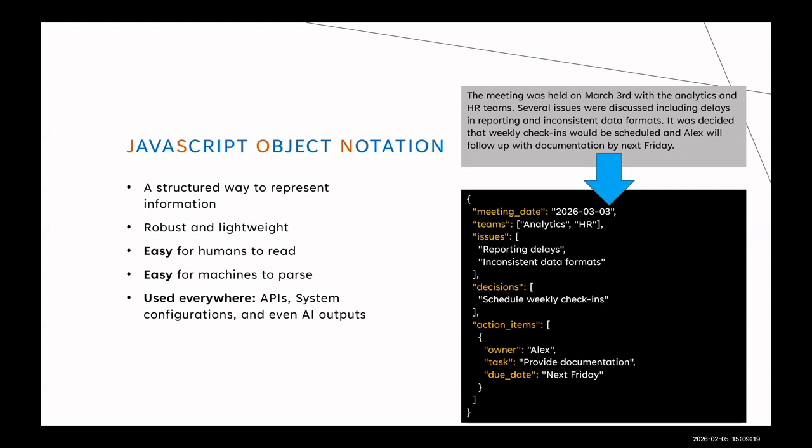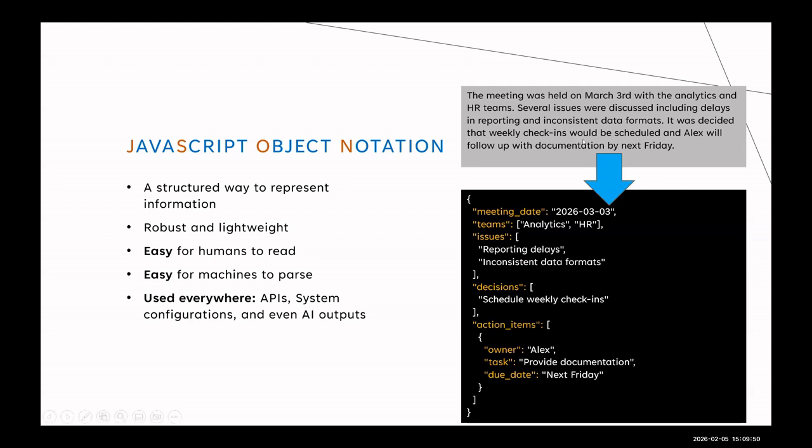So it's basically a shared language between humans and machines. It's a structured way to represent information. It's robust and lightweight, easy to read for humans, easy to read and parse through for machines, and it's used within APIs, system configurations, and even AI outputs.